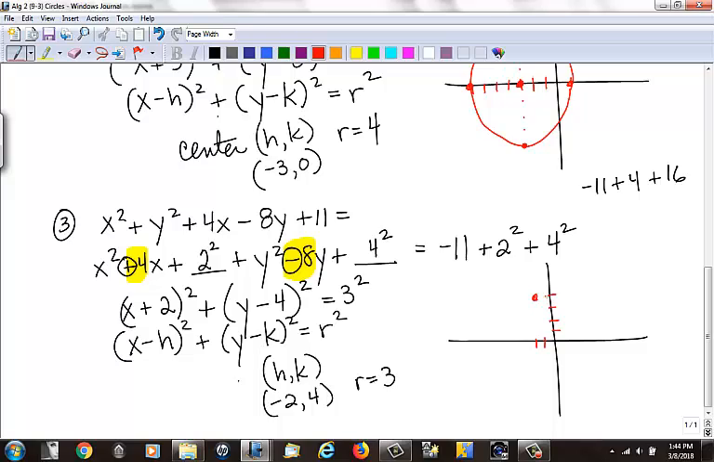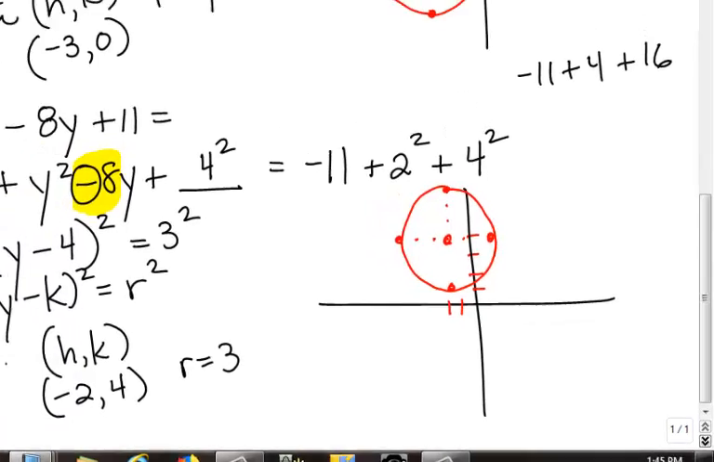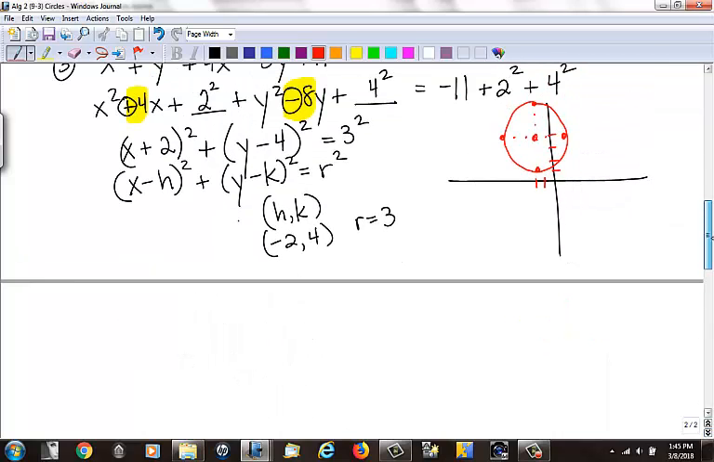So go 3 to the left, 3 to the right, 3 down, and 3 up. The best you can draw a circle. Okay. Circles are a little bit easier than the parabolas. Okay. Last example.